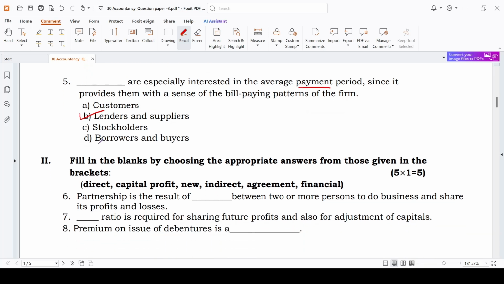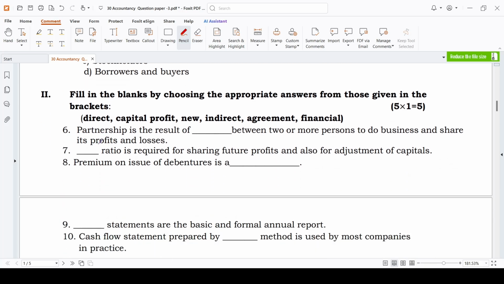Okay. Partnership is the result of dash between two or more persons to do business and share its profits and losses. Partnership is always a result of an agreement. If you have an agreement, then only will you have a partnership. Dash ratio is required for sharing future profits and also for adjustment of capitals. So in future, if you want to share anything, you require a new ratio. Okay. Premium on issue of debentures is a capital profit.